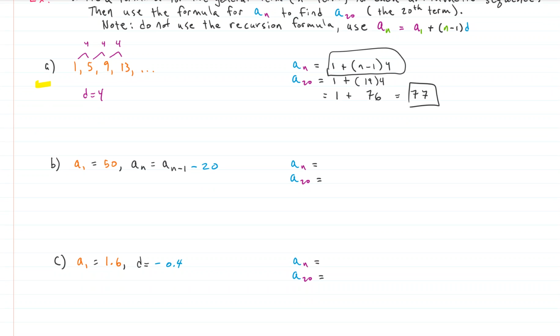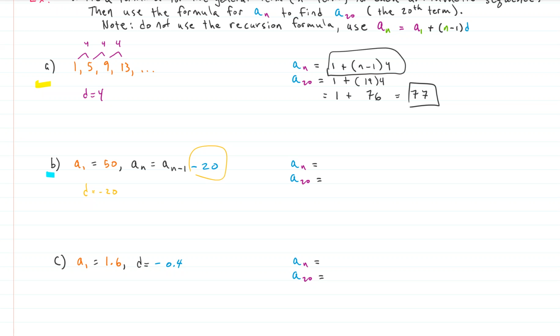Let's do our next one. Let's look at b. So here b is given to us as a sub 1 equals 50, and then they give us the general term, a sub n equals a sub n minus 1 minus 20. So the general term is written recursively, not in the formula that we have here. So we need to find the common difference. What is the common difference here? Lucky for us, the common difference is this negative 20.